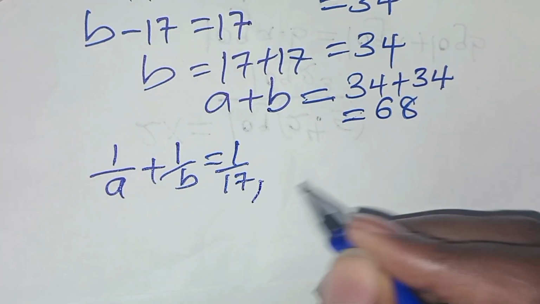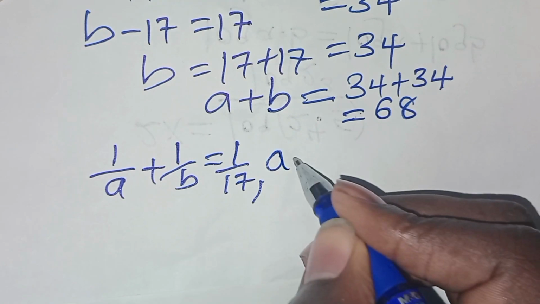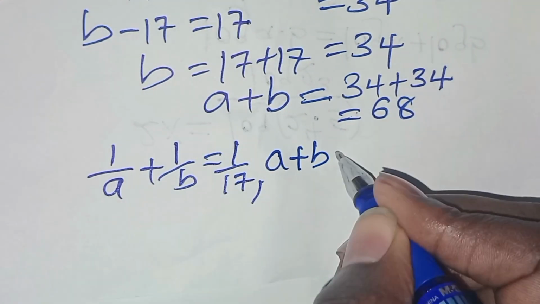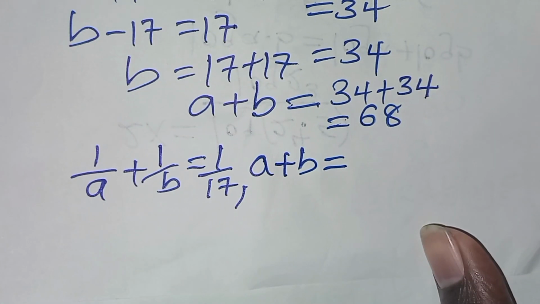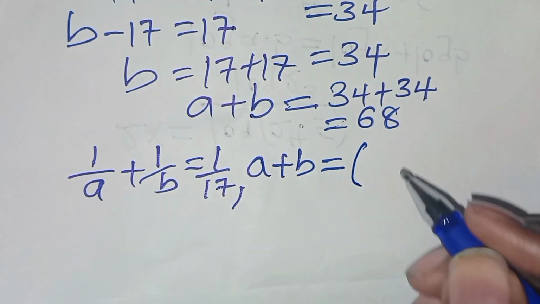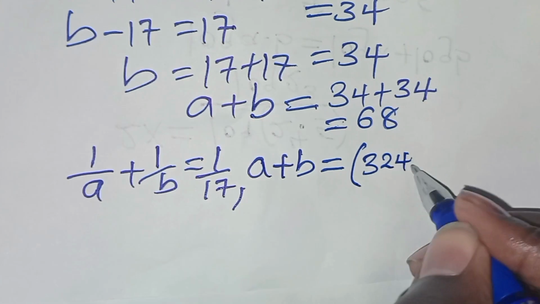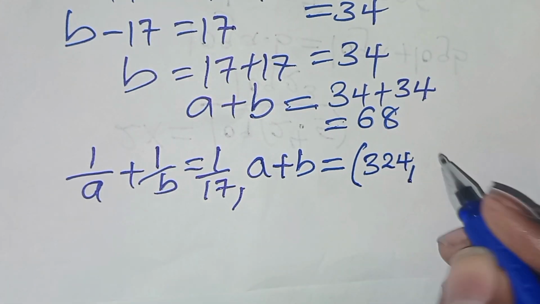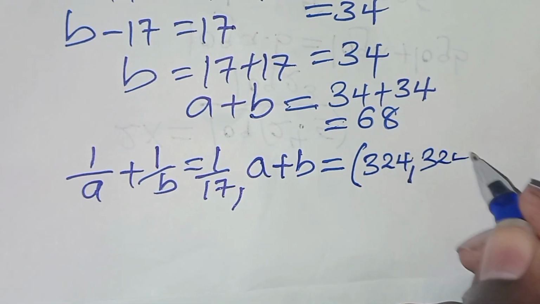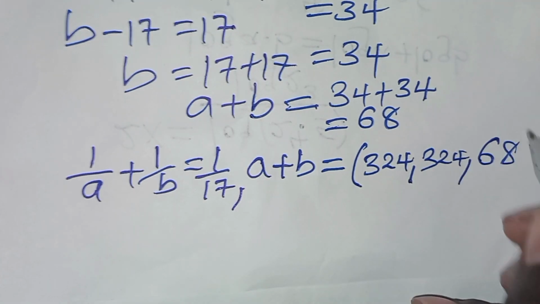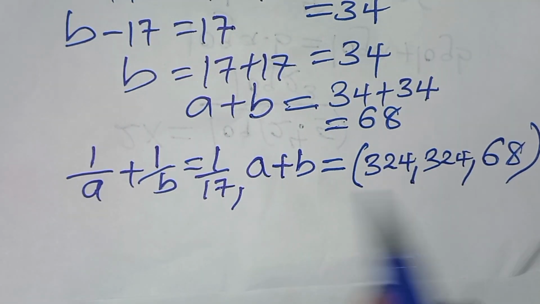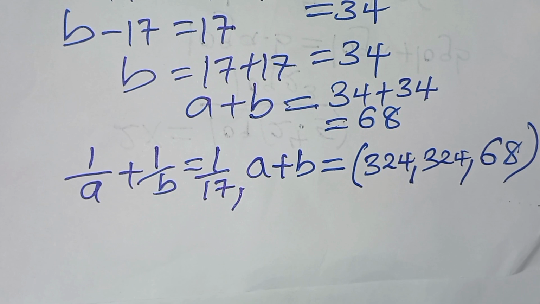So that means that 1 over a plus 1 over b is equal to 1 over 17. Given that the question is what is a plus b, we have 3 sets of solutions. One is 324, the second case is also 324, and the third case is 68. So these are the solutions for this algebra problem.